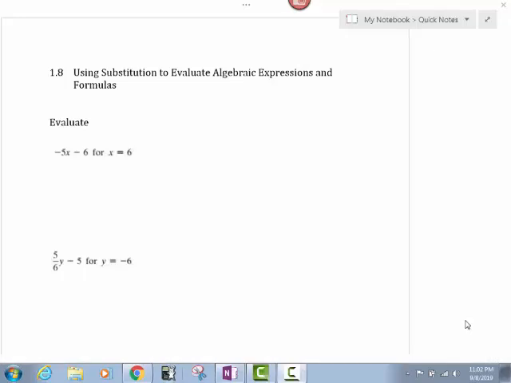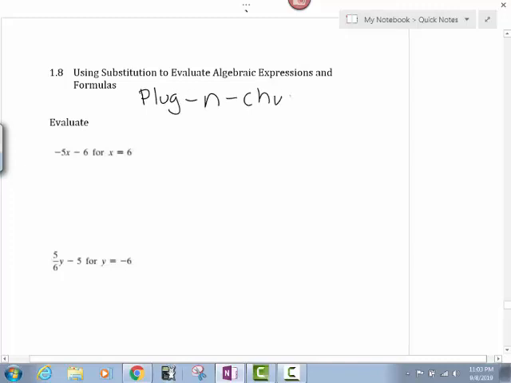Section 1.8 talks about using substitution to evaluate algebraic expressions and formulas. So let's see what it is we're going to be doing here. Okay, the first problem says to evaluate. Anytime I see these problems that say to evaluate, I like to call these problems plug and chug, okay? I'm going to explain why I'm going to do that.